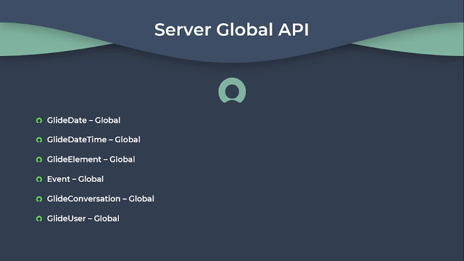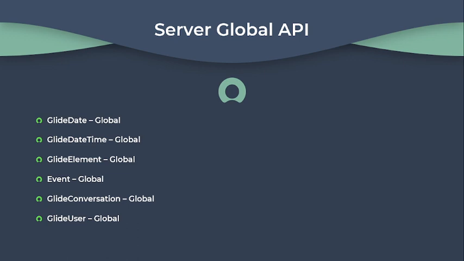Then GlideDateTime. The GlideDateTime class provides methods for performing operations on GlideDateTime objects, such as instantiating GlideDateTime objects or working with GlideDateTime fields. Then GlideElement. The GlideElement API provides a number of convenient script methods for dealing with fields and their values. GlideElement methods are available for the fields of the current GlideRecord.